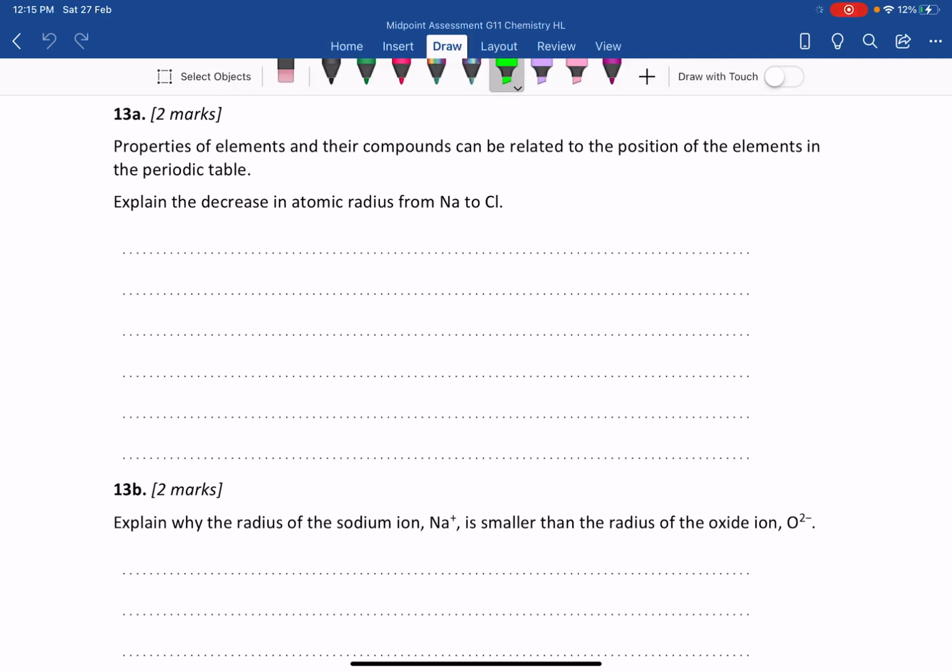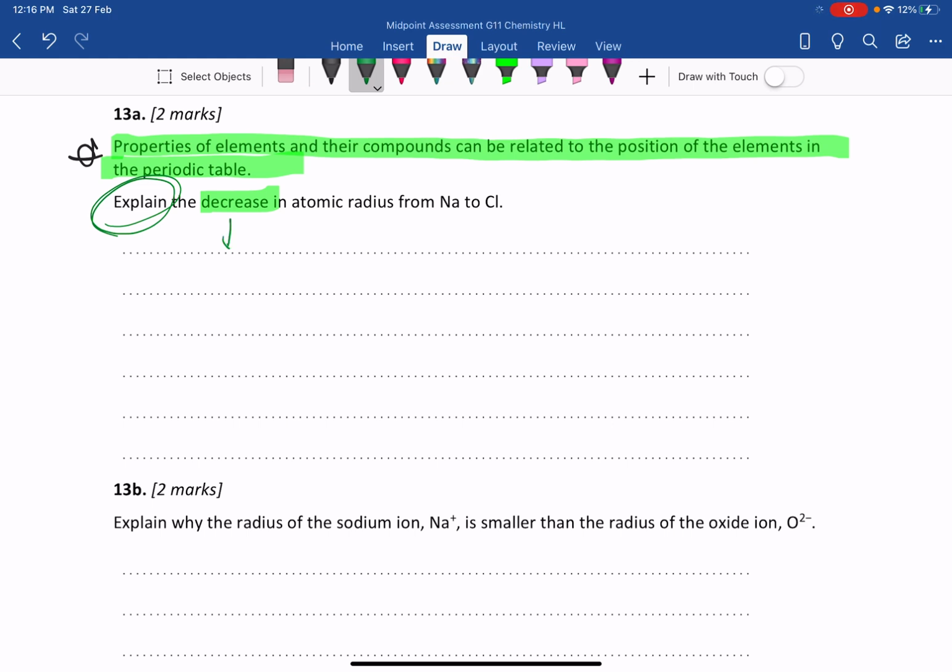Okay, properties of elements and their compounds can be related to the position of the elements in the periodic table. This is just information. It's not actually helping us at all. Explain. Explain is the command term. It means give a description and a bit of a reason and a bit of background and a bit of detail. The decrease in atomic radius from sodium to chlorine.